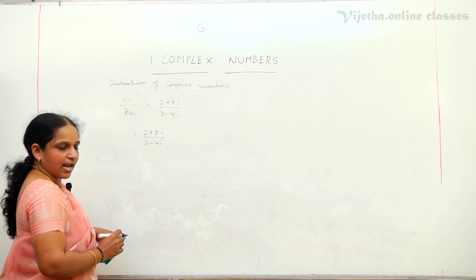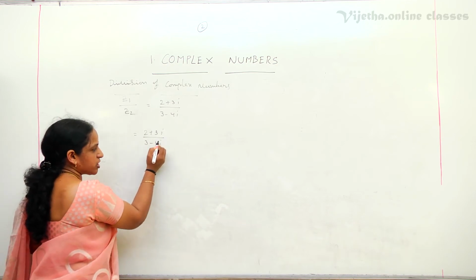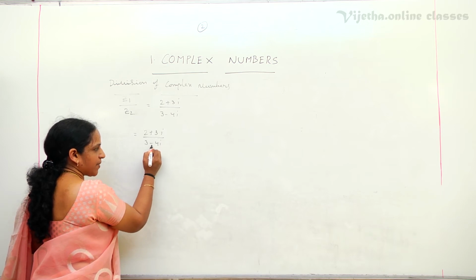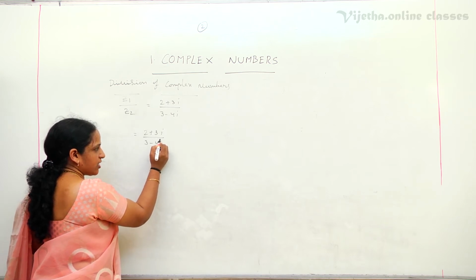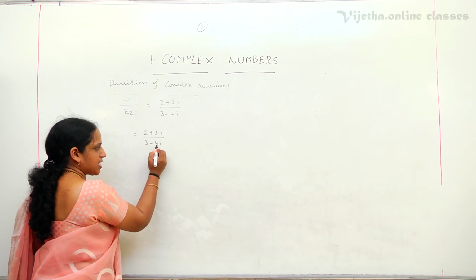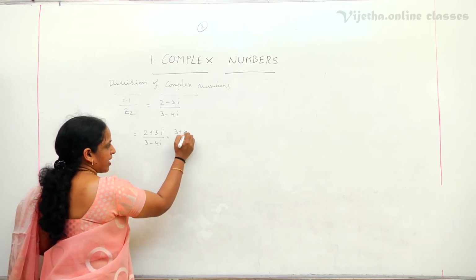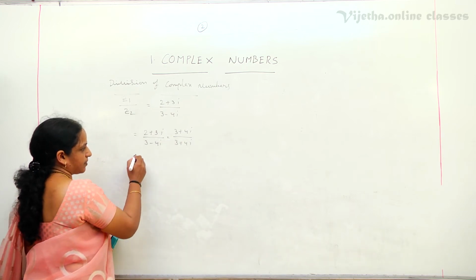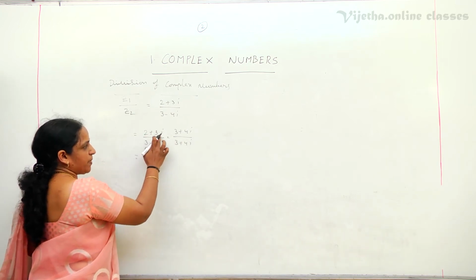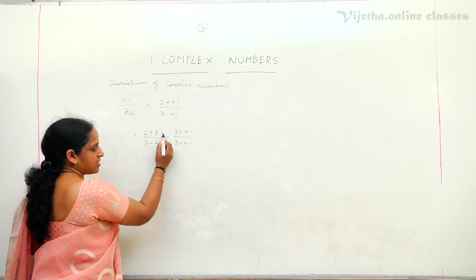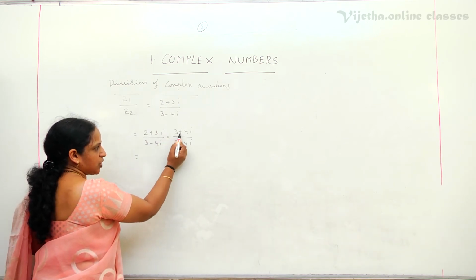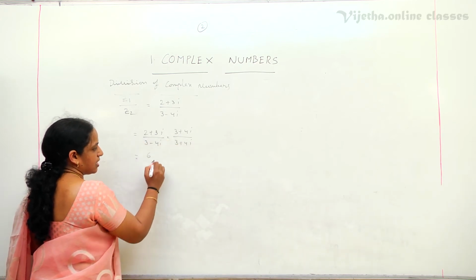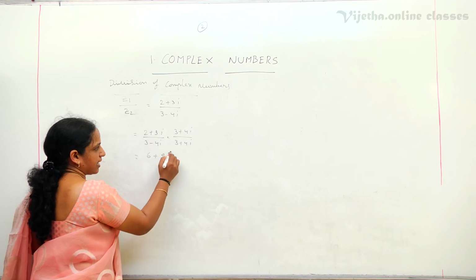Here also, again multiply and divide with the conjugate of the denominator. Here the denominator is 3 minus 4i. What is the conjugate of this denominator? 3 plus 4i. So multiply and divide with the conjugate of the denominator. Again here, 2 plus 3i into 3 plus 4i. That means multiplication of two complex numbers. So first multiply with 2: 2 3s are 6, plus 4 2s are 8i.